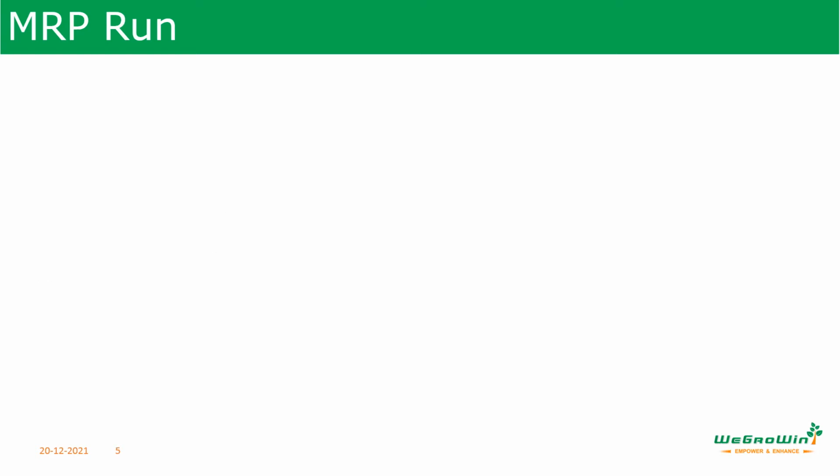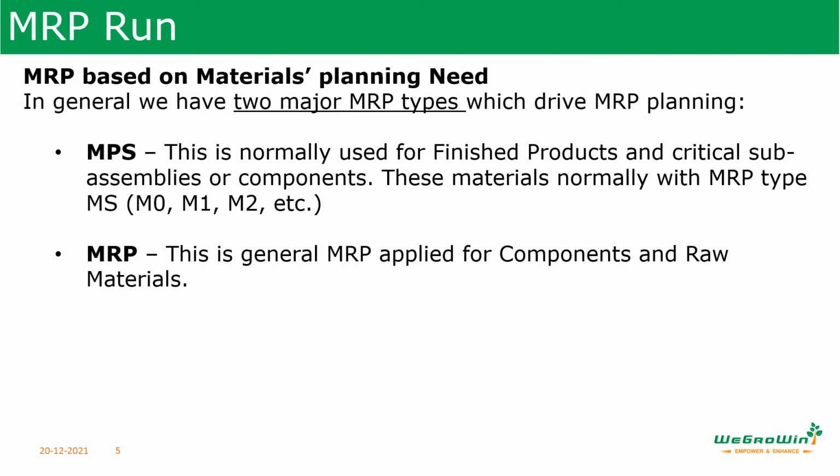So when you take MRP, what's happening here? When we take planning need, there are two kinds of MRP types we discussed, MPS and MRP. MPS is the type normally assigned to finished goods and semi-finished goods or critical components. These materials have MRP types M0, M1, M2, M3. And then we have PD MRP materials and reorder point planning materials. These are the general MRP rules which are applied. So based on the MRP type, we can run MRP.